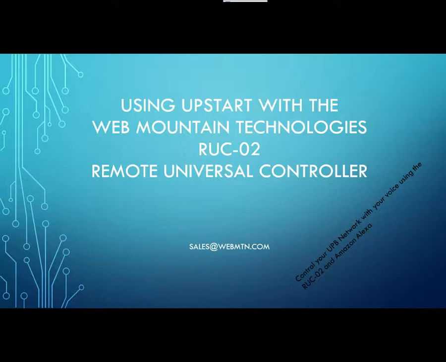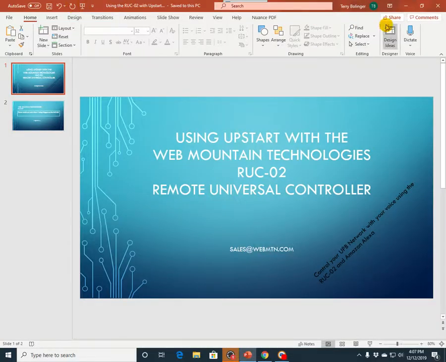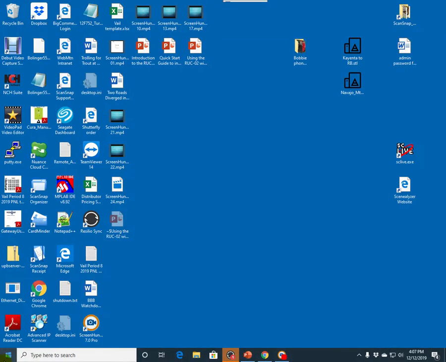Welcome to another video in our video series on the Web Mountain Technologies RUC-02 unit Remote Universal Controller. This video will use the RUC-02 as an Ethernet PIM with Upstart. So let's start that. I'm going to go ahead and get out of this and we'll open Upstart.